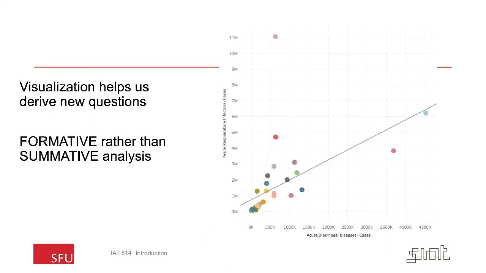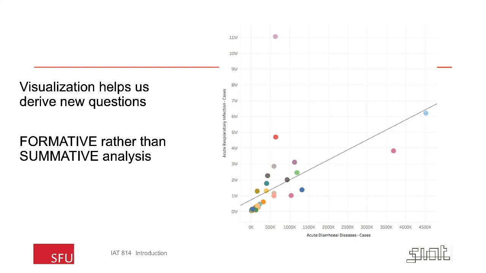One of the things that visualization is good for is helping us derive new questions about the data that we may have, to, among other things, enable us to do formative rather than summative analysis. Formative analysis is the kind of thing that you do when you're trying to understand the aspects and nuances of the data set that you've got. Summative analysis is the kind of thing where you're trying to confirm or perhaps deny a hypothesis you might have about data.